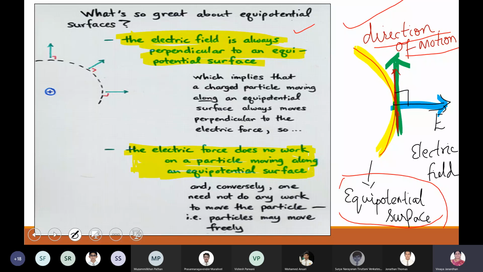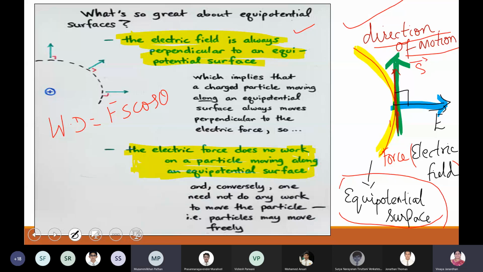So electric field means what? The direction of your electric force also is going to act along the same direction. So when a charged particle moves along an equipotential surface, the direction of motion and the direction of the force experienced are perpendicular to each other. Yes or no? So if they are perpendicular to each other, what is the work done? Work done is equal to Fs cos theta. What is that? F is the force. S is the displacement.